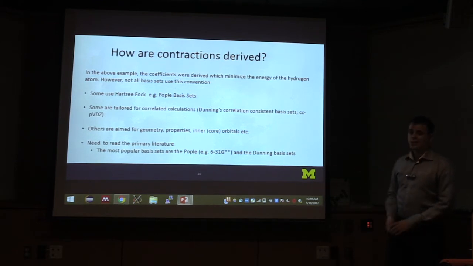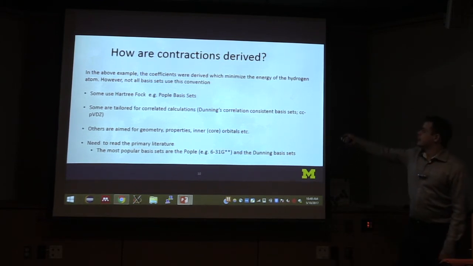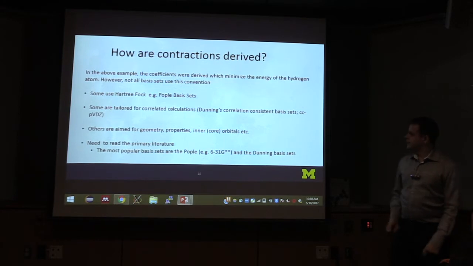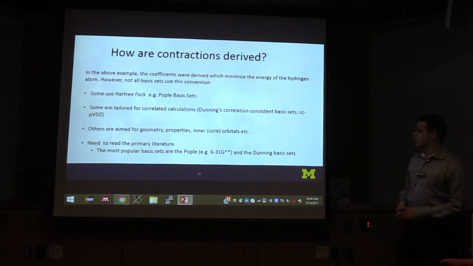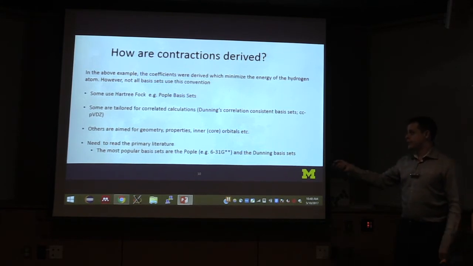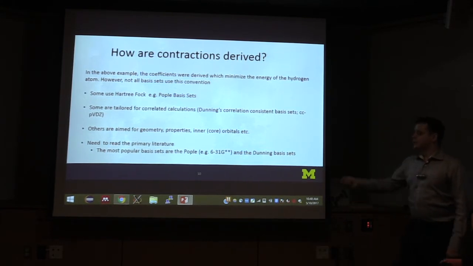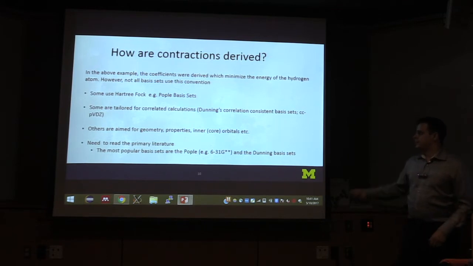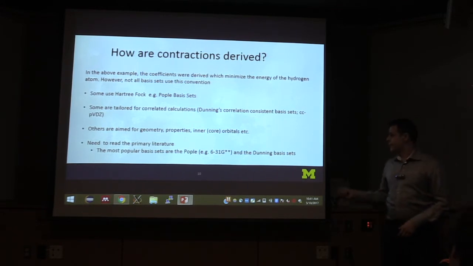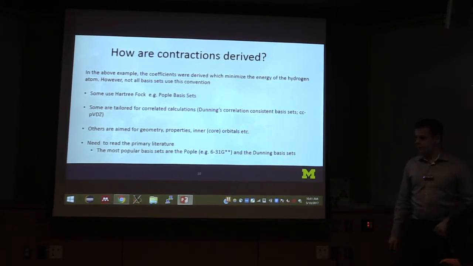For example, the Dunning correlation consistent basis set uses, I think it's CISD, to derive their basis functions. Others are aimed for geometry, properties, etc. So if you're using a basis set that you're not familiar with, you're probably going to need to read the literature to find out how it was derived. However, for most average users, you're just going to be sticking with probably the Pople basis set or the Dunning basis set, which are often good enough.